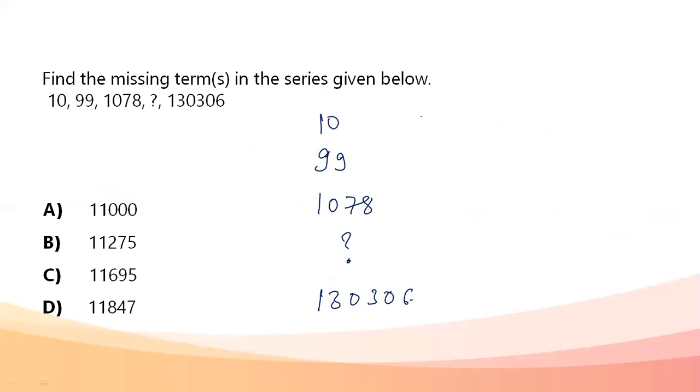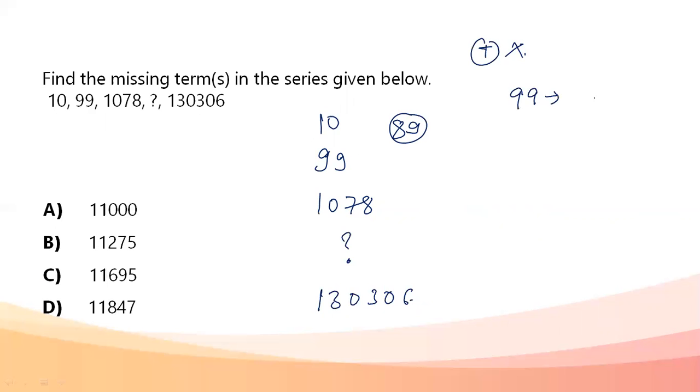Now, obviously, it is not an addition, because adding something to 10 to make it 99, I added 89. But if I add again 89 to 99, I'm not getting 1078. So it is obviously not addition. Might be it is some multiplication. So what kind of multiplication I have done, I need to figure that out.